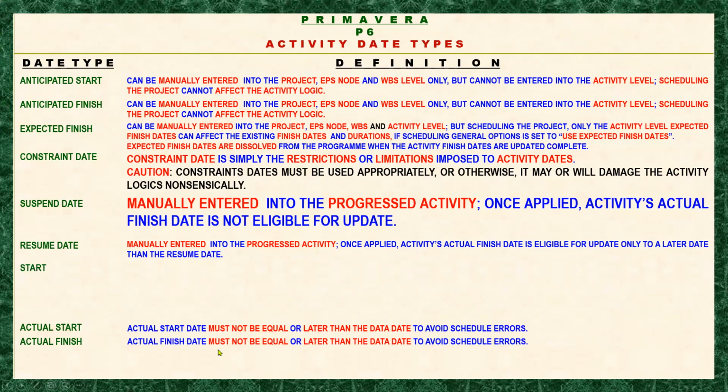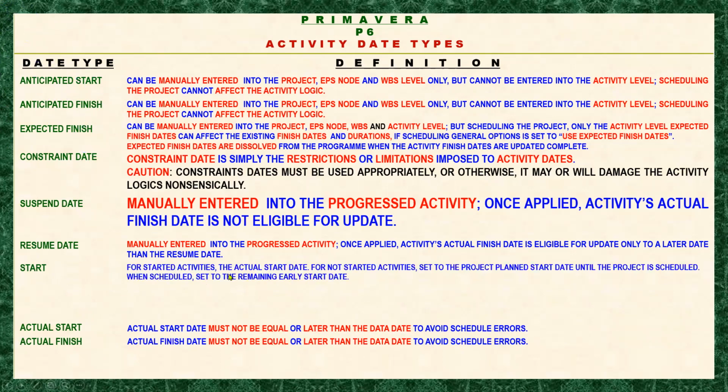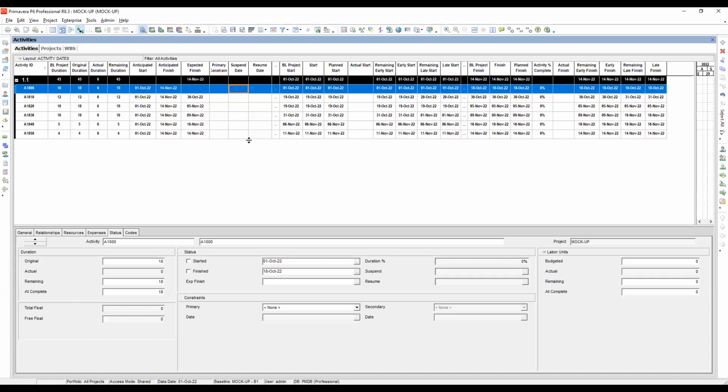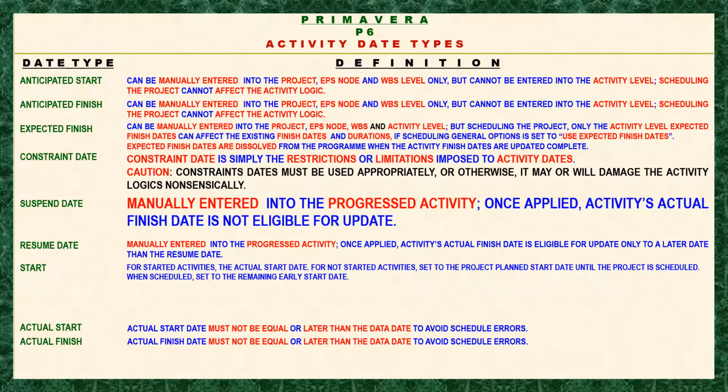Okay, next we'll go to start. According to Primavera, for started activities, the actual start date; for not started activities, it is set to the project plan start until the project is scheduled. When scheduled, set a remaining early start date. So we will take our own assessment here.